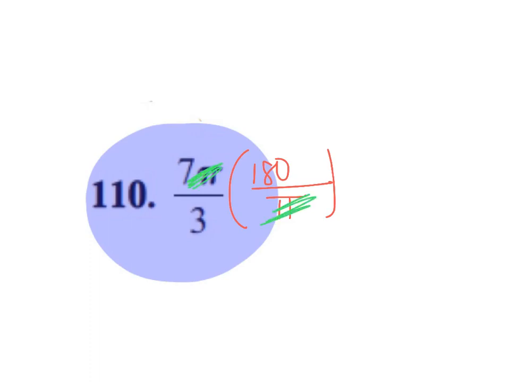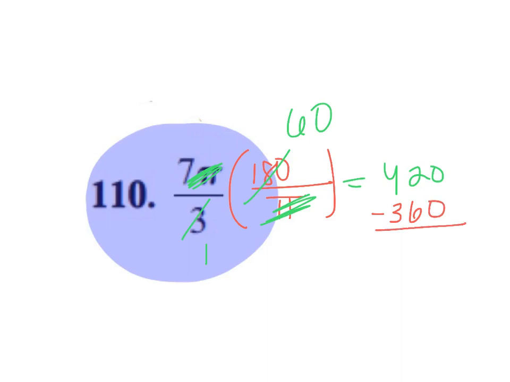Now what do I do with 180 and 3? 3 goes into 3 once, and 3 goes into 180 sixty times. What's 60 times 7? 420. That doesn't help me much because that's bigger than 360. So let's subtract the whole circle. What do I get now? 60. It's 60 degrees. Emmy, look at you, 30, 60, 90.